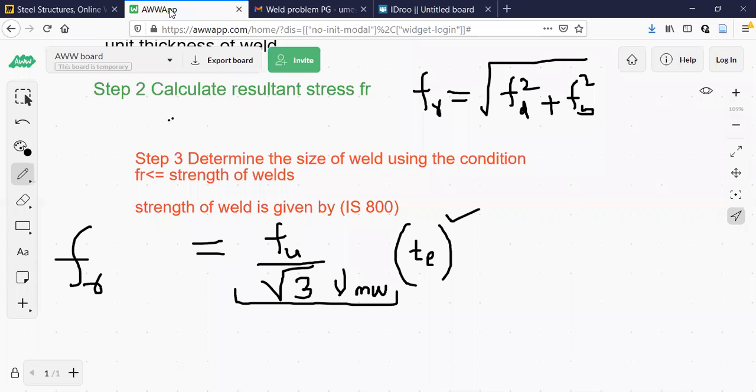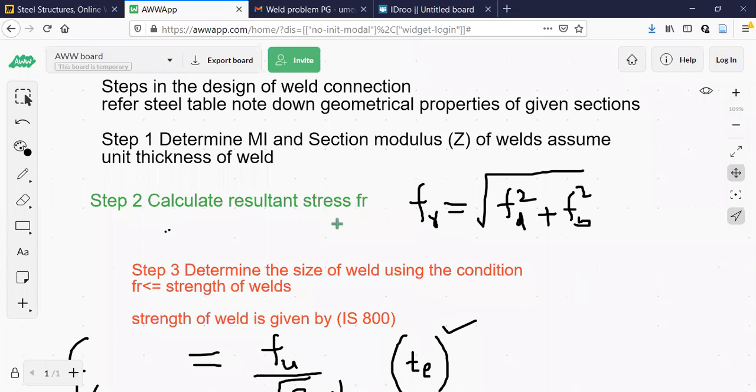So as I told you in these steps, resultant stress Fr is equal to square root of direct stress square plus bending stress square. It is a vectorial sum: FD square plus FB square, direct stress raised to 2, bending stress raised to 2. That is the resultant stress that is acting on the weld.